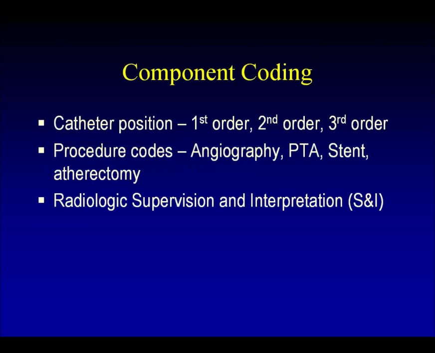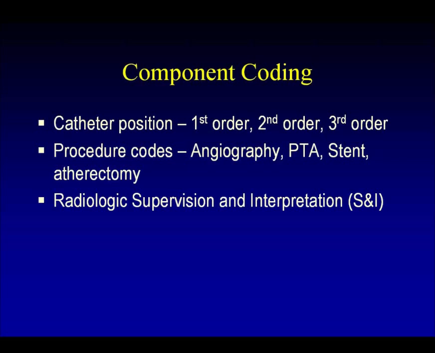So you have to code for the catheter position. Is it a first order, second order, third order? Are you in the superficial femoral artery, or the external iliac artery, or the common iliac artery? And then you also code for a procedure code. Did you do an angiogram in that area?